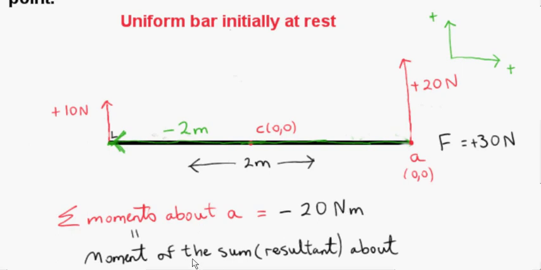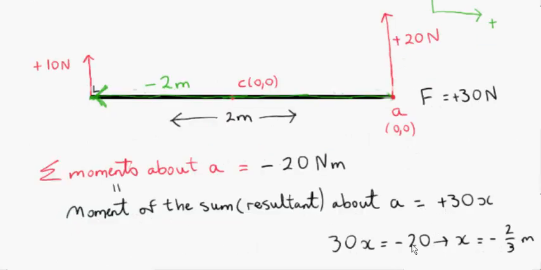Now let's get the moment of the resultant force about the point A. Well, the resultant force is plus 30. And we have to multiply that by x. x is what we have to determine. It's the position vector of the resultant force. So if we set 30x equal to minus 20, we get x equals minus 2/3. So the minus sign is important here. So we found the position vector of the line of action of the resultant force.